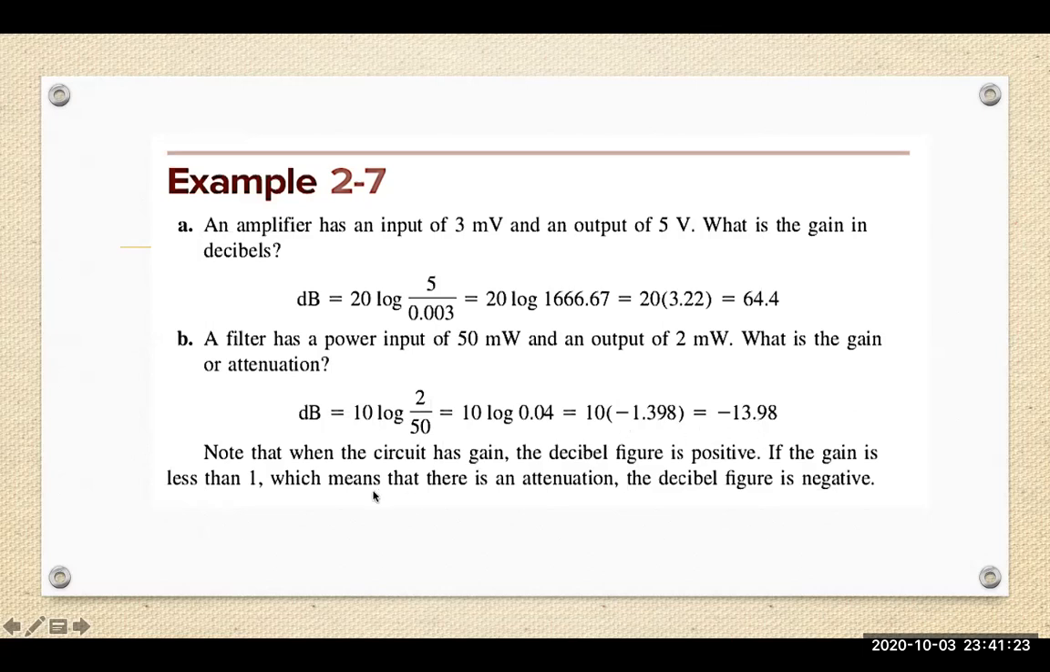Okay, so again, we have a reminder here. When the circuit has gain, the decibel figure is positive, just like what I've said earlier. If the gain is less than 1, which means that there's an attenuation, the decibel figure is negative. So less than 1, if you take the log, it's negative. If it's greater than 1, the value is positive, so it's a gain, and this is an attenuation.